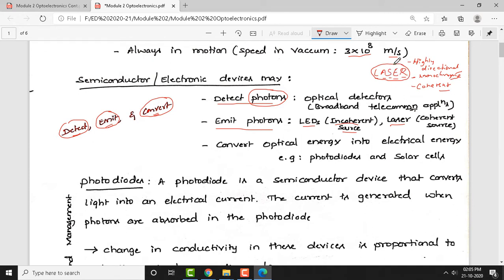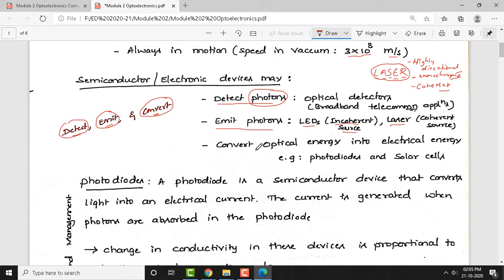We will study these lasers in optoelectronic materials. There you will study more details of this. But here we are discussing optoelectronic devices that emit photons. So, laser falls under this category, emission of photons.